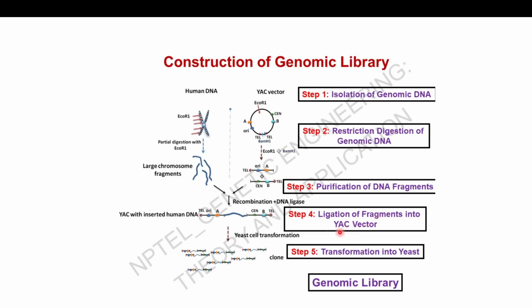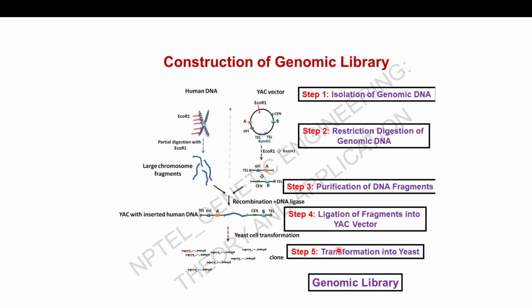We will come to all these vectors. This is a yeast artificial chromosome vector, YAC vector, and then you transform into your host organism. This is an example. So the host organism here is yeast. Okay, so how are you creating this genomic library?